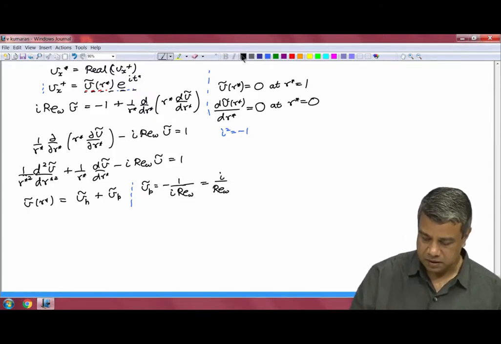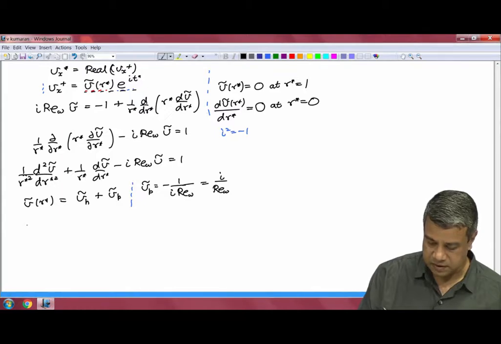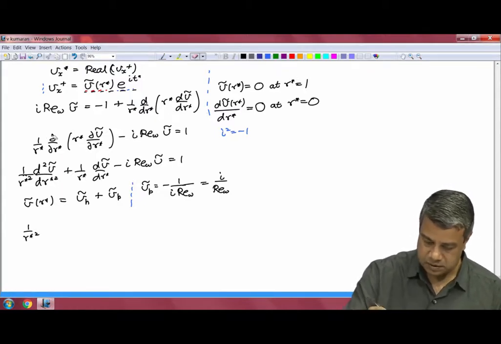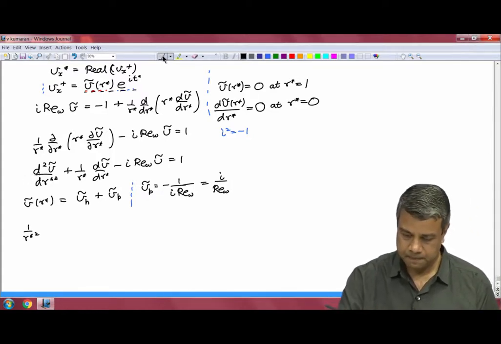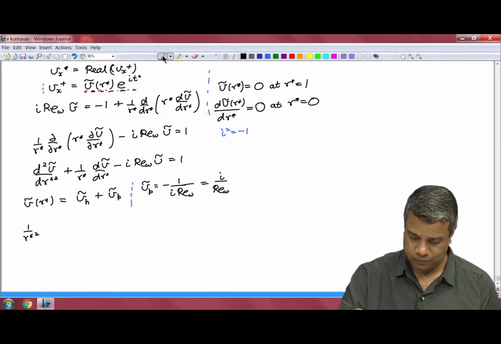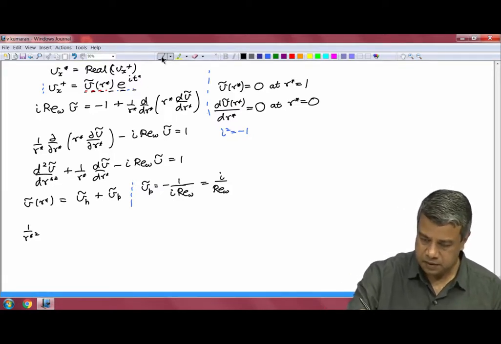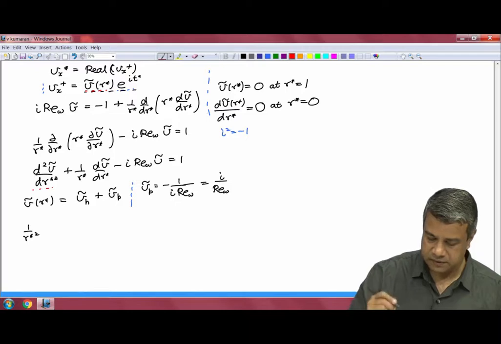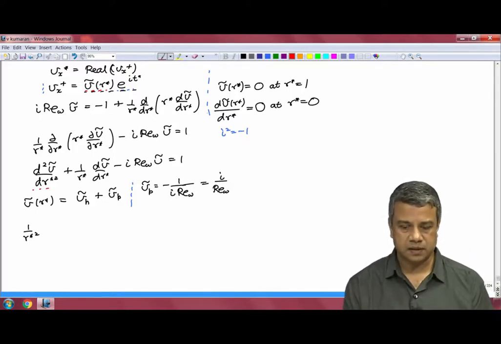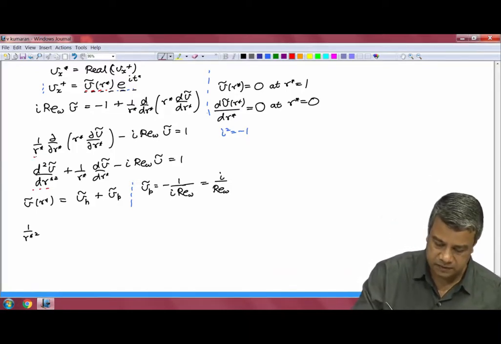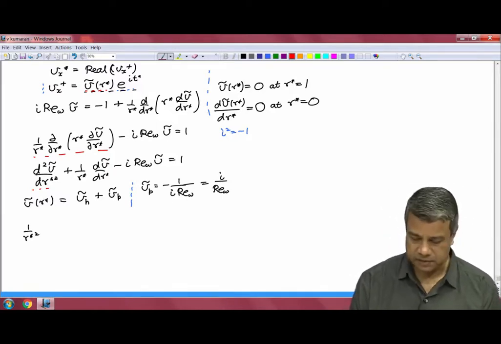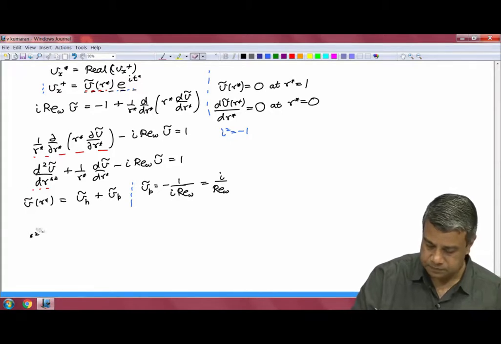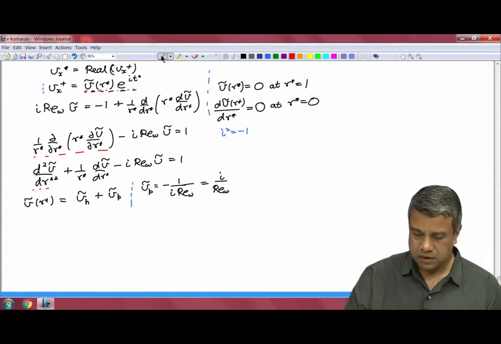The homogeneous part of the solution satisfies the equation, sorry, I am sorry, I should kindly note this change. This is d square v by dr square plus 1 by r dv by dr. When you expand out this derivative, there is no 1 over r square there. It's just d square v by dr square plus 1 by r times dv by dr. So, what I can do is to multiply.